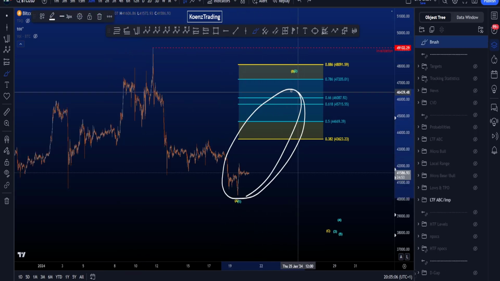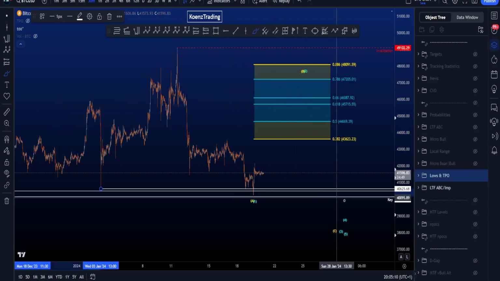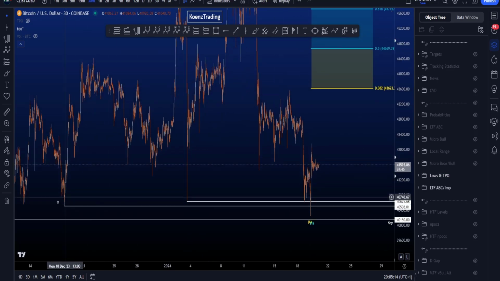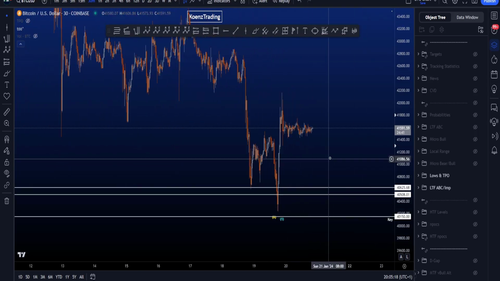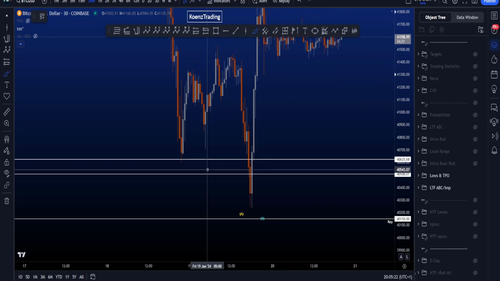Before I cover the corrective structures to the upside for a wave B or a wave 2, I first like to talk about these lows. You can see three lines on the chart: low number 1, low number 2, and low number 3. And on Friday, price moved towards the downside, and we wicked 2 out of the 3 lows.